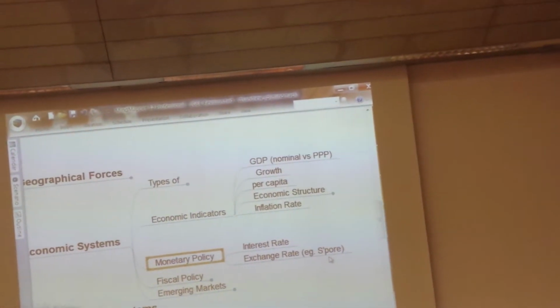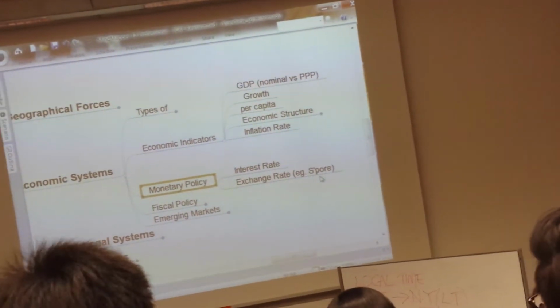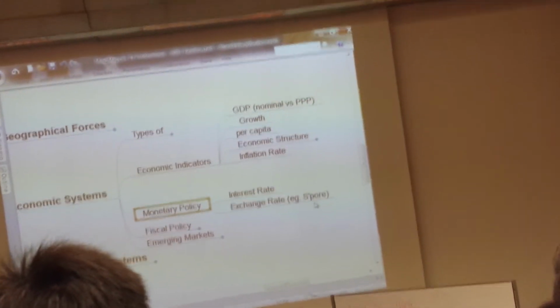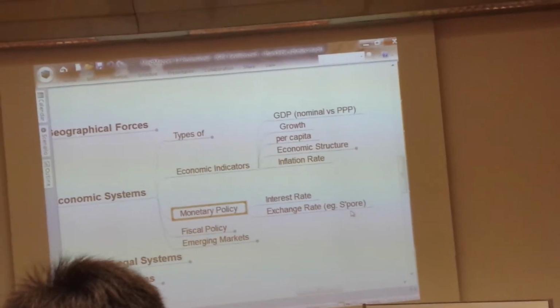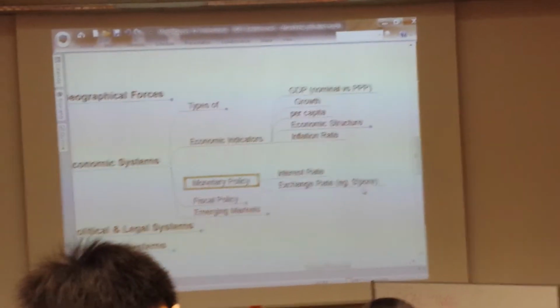Okay? So tight between inflation and interest rates, there is a relationship. When inflation goes up very high, what can the government do about interest rates to slow down the inflation?